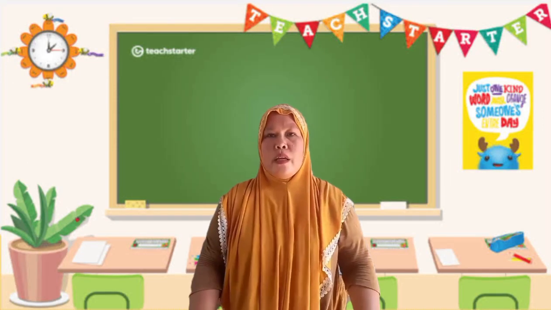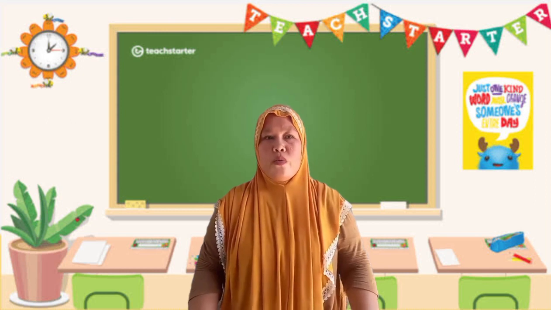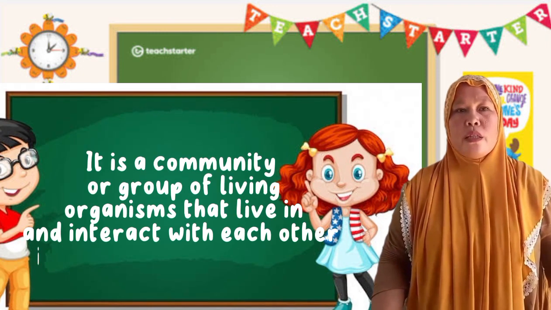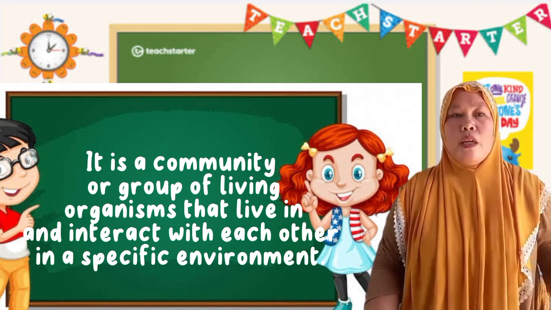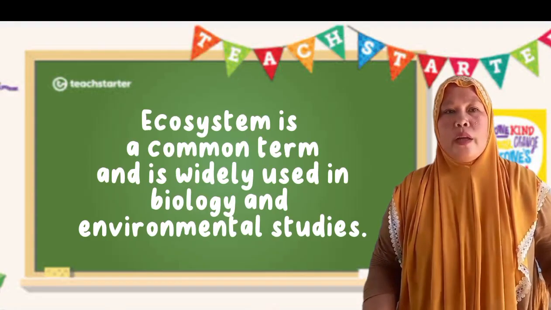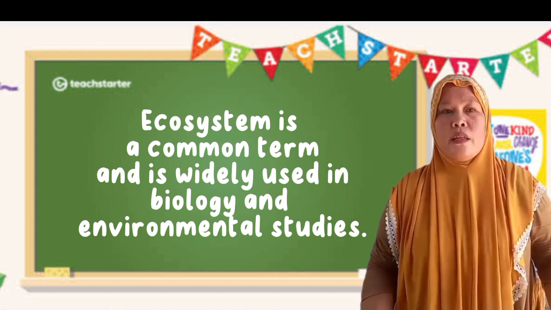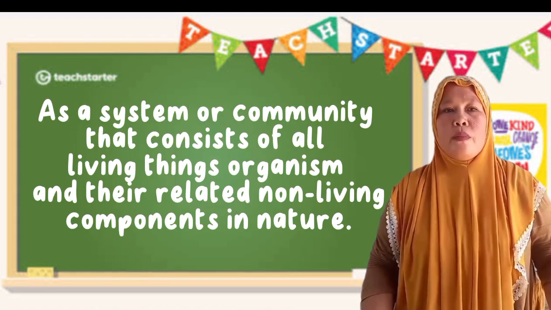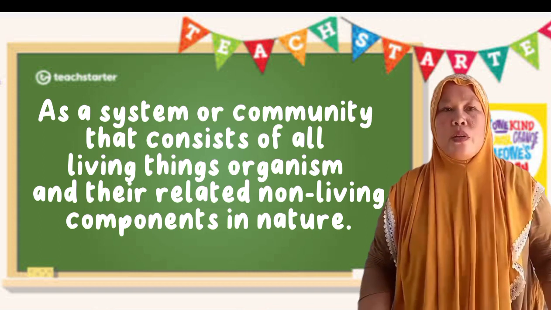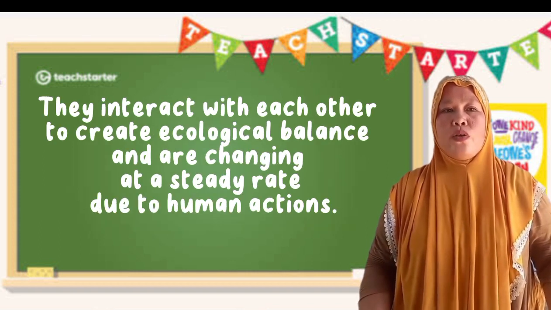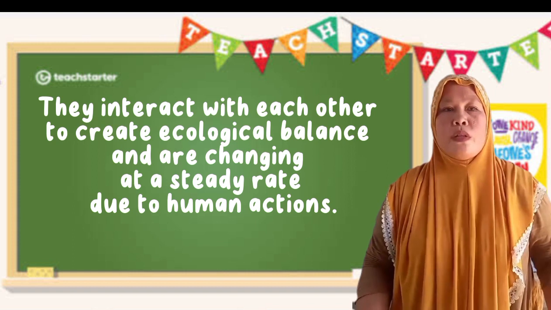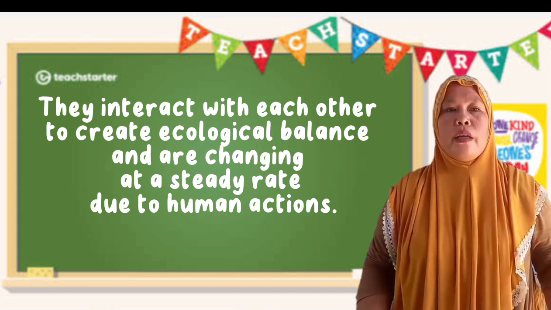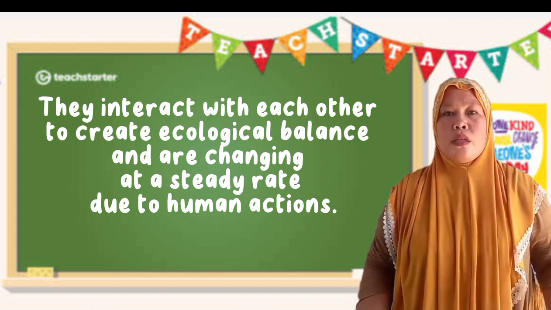Very good. Let's begin our topic today. Class, do you know an ecosystem is a community or group of living organisms that live in and interact with each other in a specific environment? The ecosystem is a common term and it is widely used in biology and environmental studies. In general, it is known as a system or community that consists of living organisms and their related non-living components in nature. They interact with each other to create ecological balance and are changing at a steady rate due to human action. This is because there are many human actions that directly or indirectly affect the environment and the ecosystem.